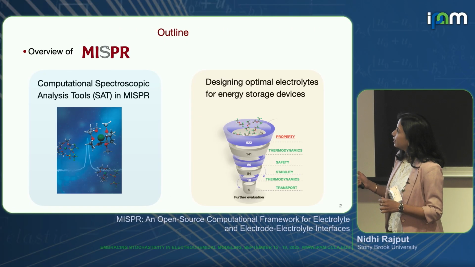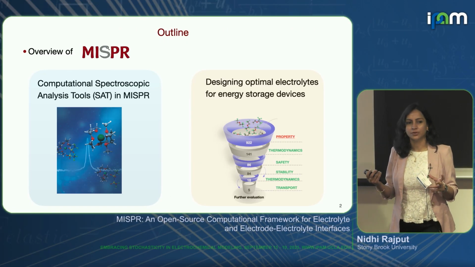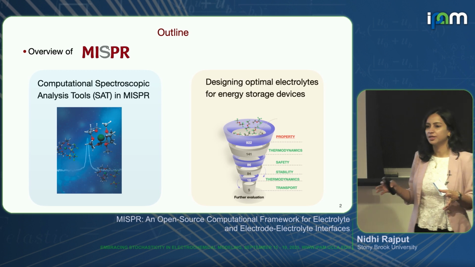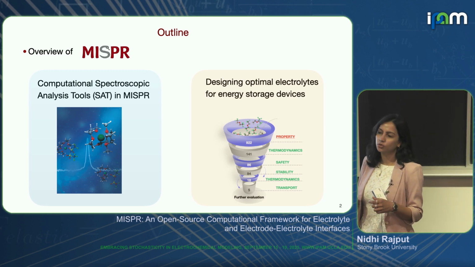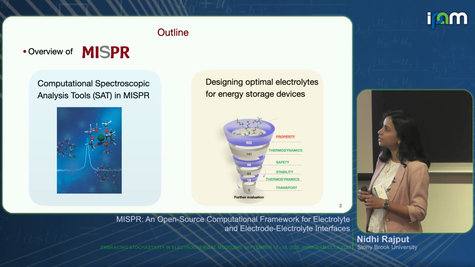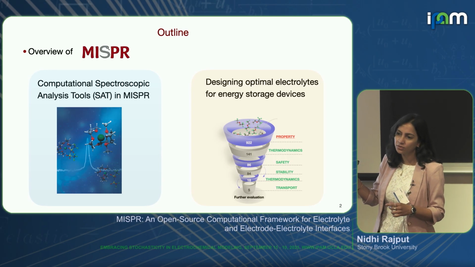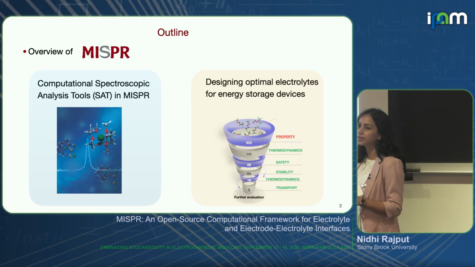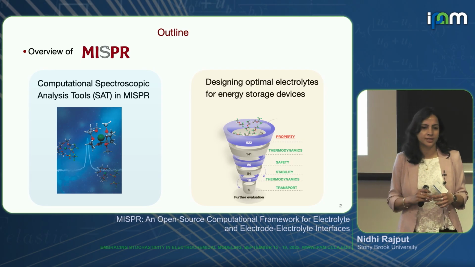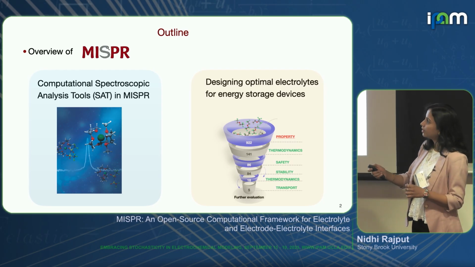So today I'm going to talk about MISPR, which is an open source computational framework developed by our lab for simulating electrolytes, and also we try to do interfaces. And here is an overview. I would like to give you a brief overview of MISPR, some of the key features. I will demonstrate some of the automated workflows we have in MISPR, and then we'll show you the computational spectroscopic analysis tool in MISPR and how we are using it to design optimal electrolytes for battery applications.